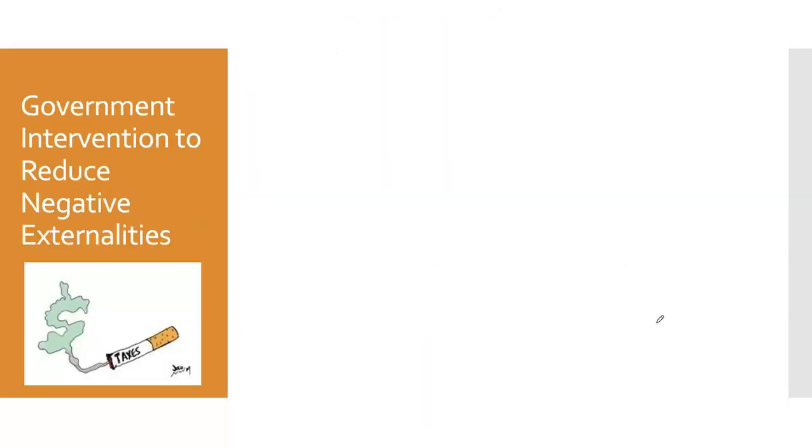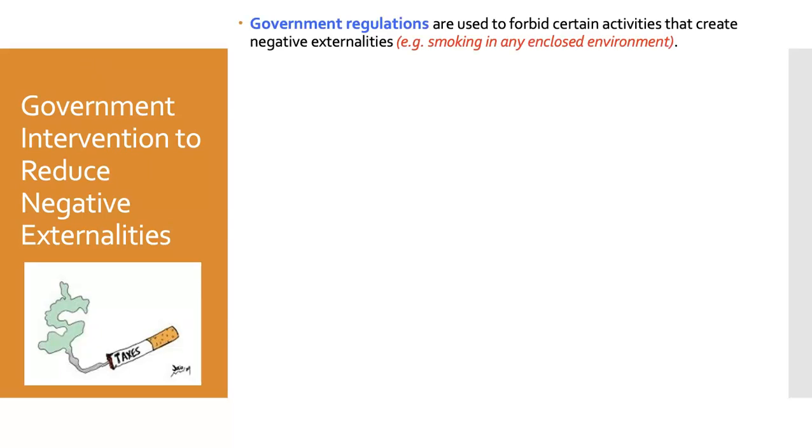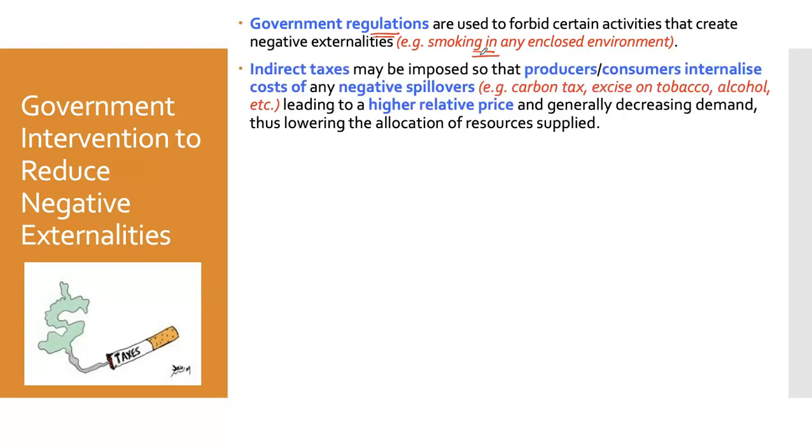So how do we intervene as a government to reduce negative externalities, to reduce the production of goods and services that create negative outcomes? Governments will often create regulations to forbid certain activities. For example, smoking in an enclosed environment has been banned because of the negative impacts to others.